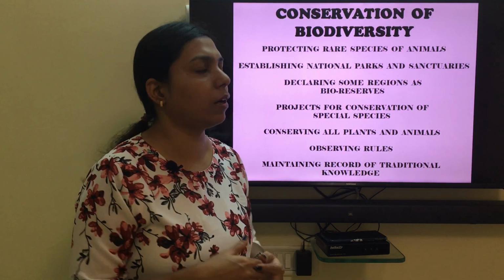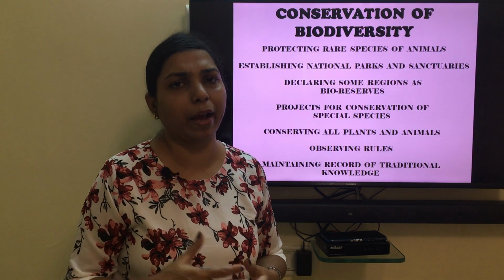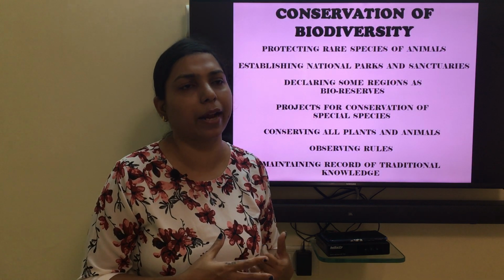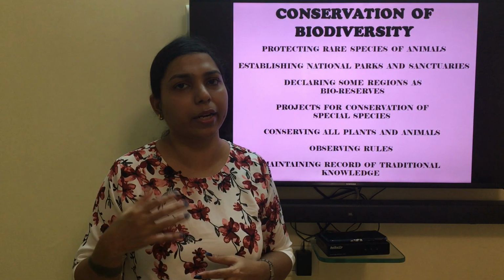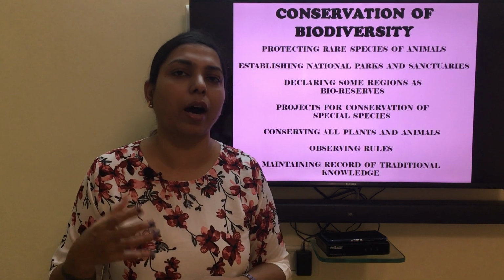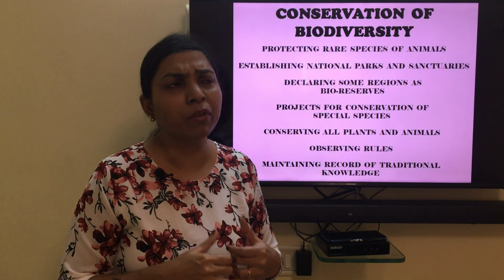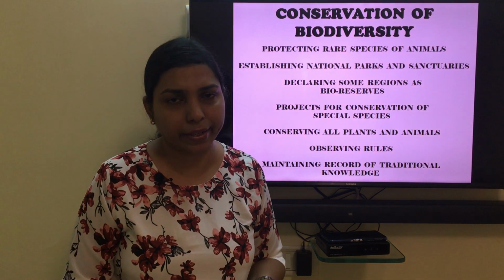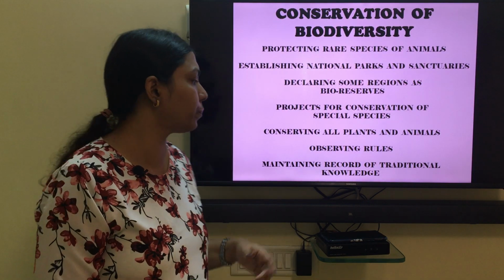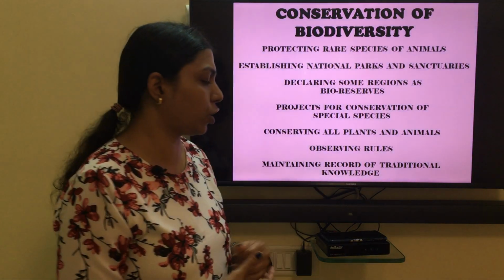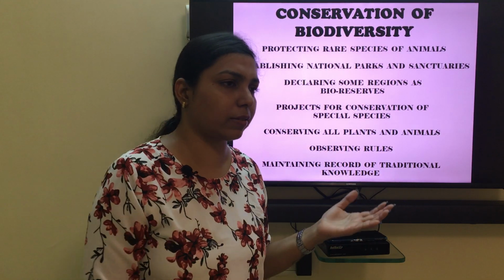Conserving plants and animals. As we already discussed, if we don't take care of plants and animals, slowly the number of these plants and animals can keep on reducing. Observing rules. We have to make sure that the rules set by the government are followed strictly, but first of all we have to know what those rules are, and once we know them, only then will we be able to apply them, and for this we have to be well educated with regard to those rules. Maintaining record of traditional knowledge. Now there are a lot of things which were known by our ancestors which we don't know.